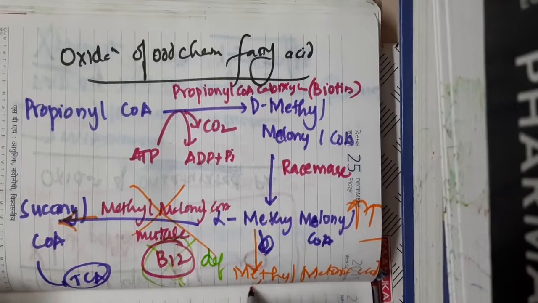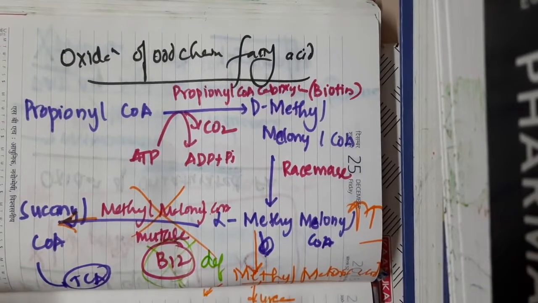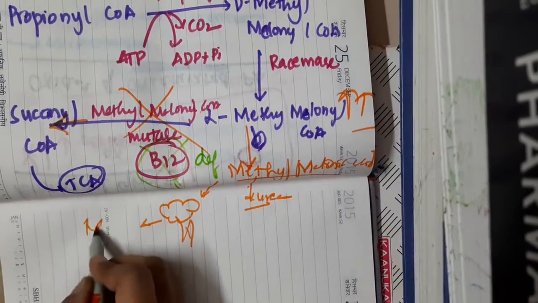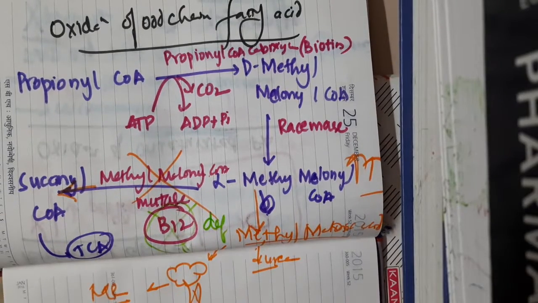This is excreted in urine, and this methyl-malonic acid also gets accumulated in the CNS, leading to mental retardation, and retarded growth occurs due to this accumulation of methyl-malonyl-CoA in the CNS. So this is about the oxidation of odd chain fatty acids.